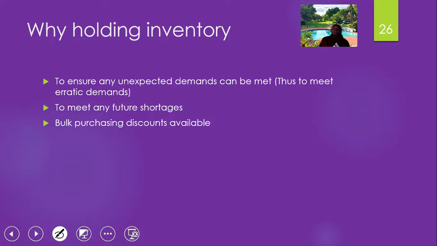Why hold inventory? To ensure any unexpected demands can be met, thus to meet erratic demands. So if we have some buffer inventory, we would be able to attend to unknown or unpredictable eventualities. Then to meet any future shortages, then bulk purchasing discounts available. We also need to capitalize on bulk purchasing discounts.